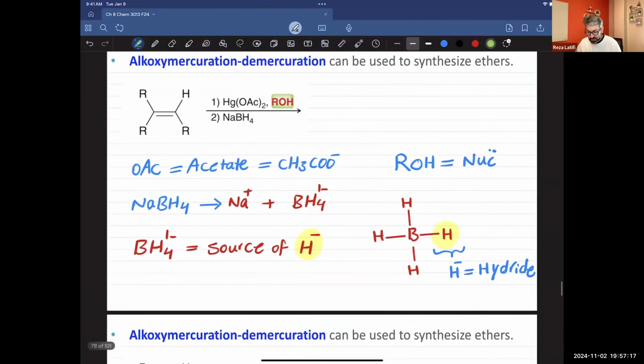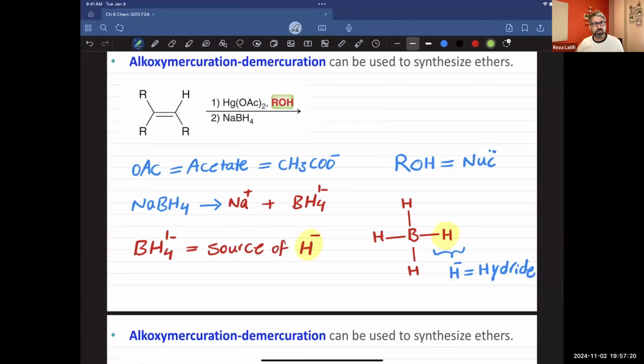Okay. Next, and the last mechanism, it will be the alkoxymercuration, demercuration, and we use this method to make an alcohol. The OAc stands for acetate, and sodium borohydride is the source of H- or hydride. And if we use alcohol instead of water, this time our nucleophile will be the RO-. It will be the nucleophile. So this piece will be the nucleophile, and we will get ether instead of alcohol.